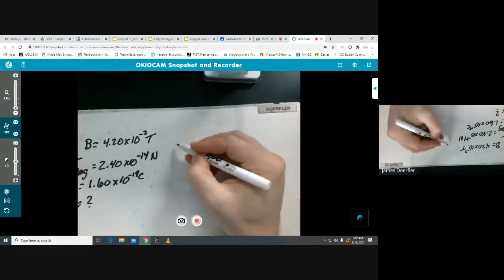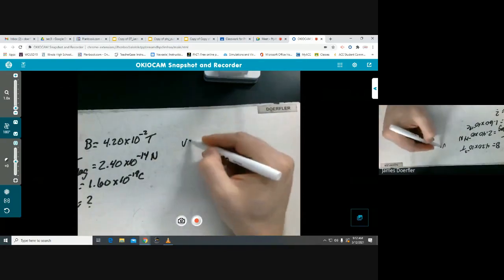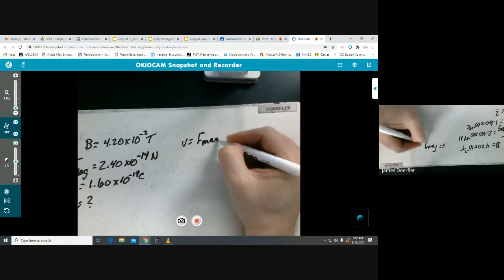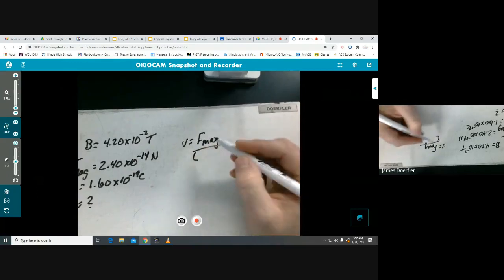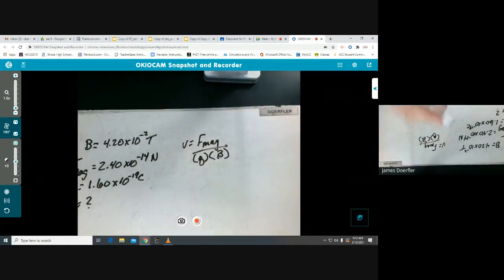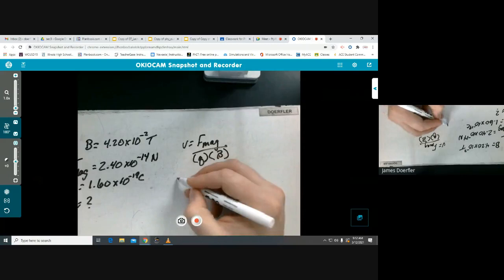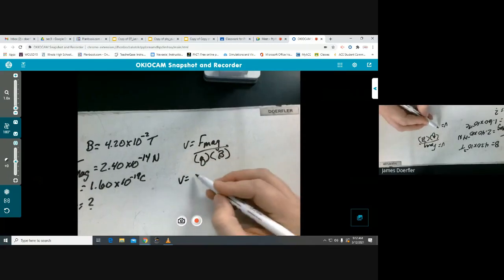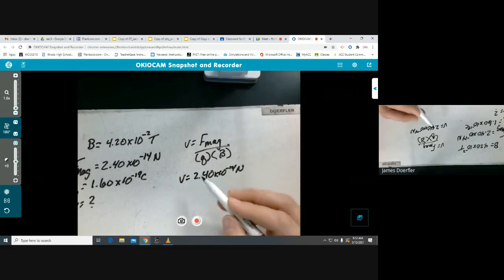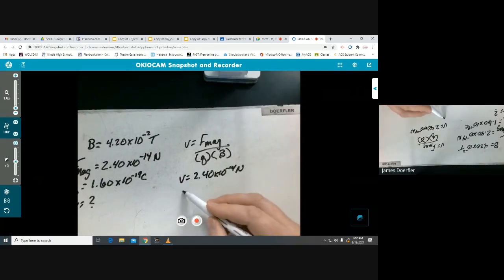So again, taking our formula from before and rearranging it, you get V is equal to F magnetic divided by the product of Q times B. So what I want you to do is go ahead and solve for this. And then we're going to take it a step further.